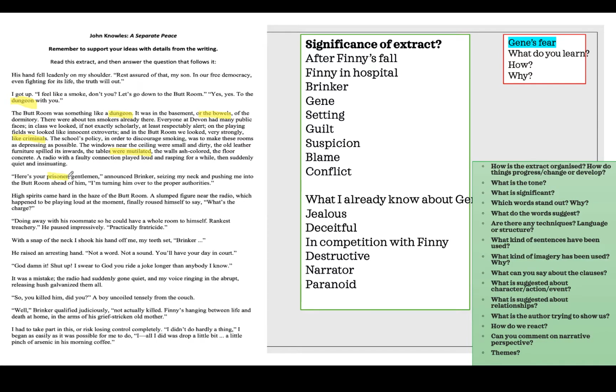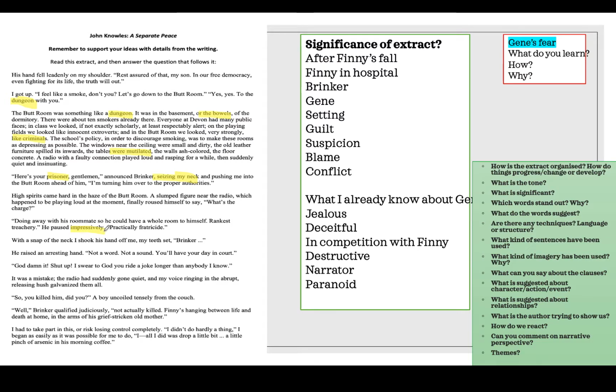This word here, prisoner, also links back to this idea of torture or this idea of interrogation. As we're moving on, we have this seizing my neck. So the aggression of this language here makes it stand out. Move down a little bit further. We have he paused impressively. Now I don't yet know if I'll use this, but it stands out for me at the moment.